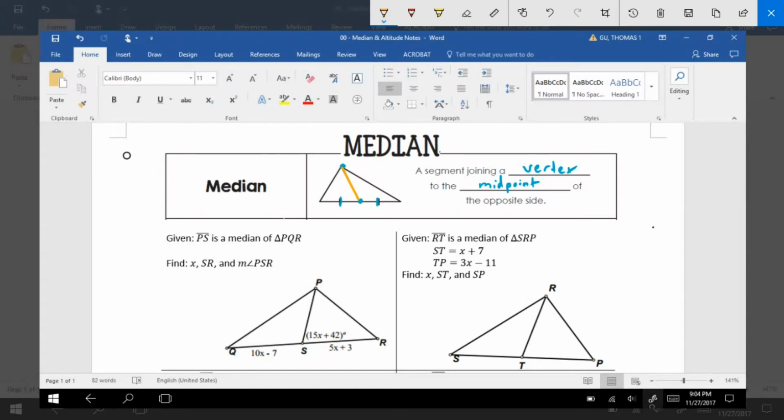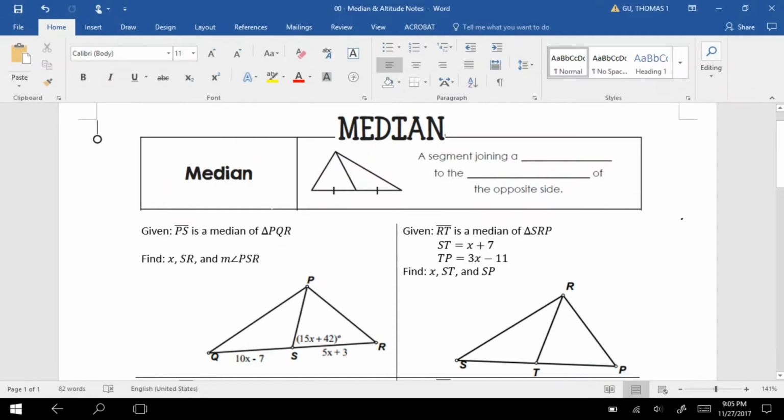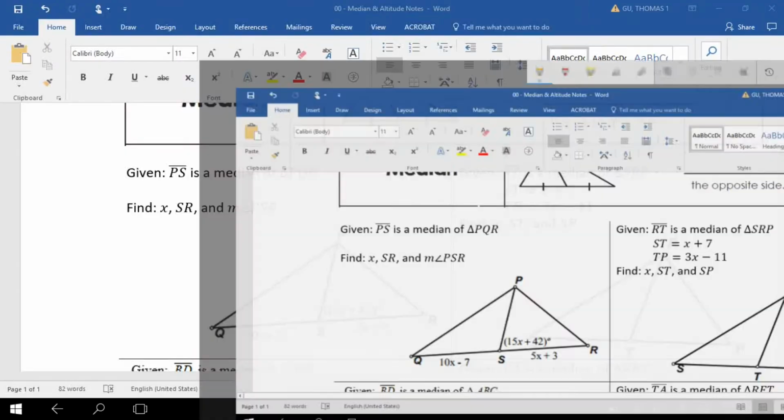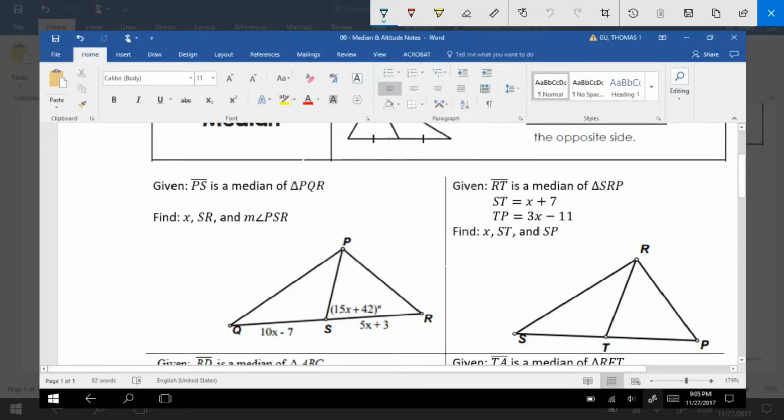So let's go ahead and do some example problems. I'm going to zoom it in so I can really write all over this thing. So here we go. This is the first example problem. Given that PS is a median of triangle PQR, we've got to find x, we've got to find SR, and we've got to find the measure of angle PSR. So the median, remember, what does it connect? The vertex, that's up here, and the midpoint. That means that these two sides, just like in our diagram up here, are congruent. So QS is congruent to SR because the median connects the vertex and the midpoint.